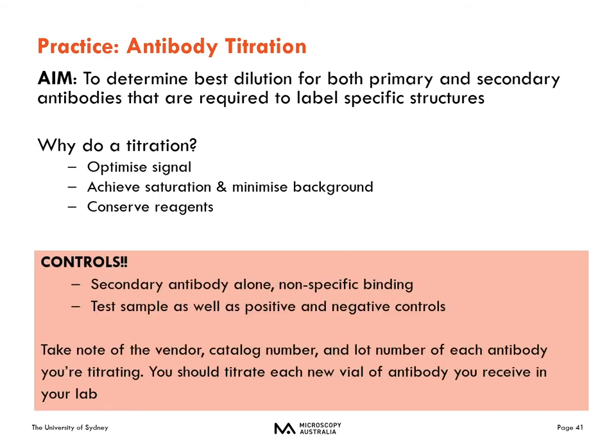Of course, it's very important to have controls. The control we usually set up is the secondary antibody alone for non-specific binding. And we had better also test the sample for negative and positive controls. Please mark down each batch number and catalog number for each antibody you're titrating. As I said before, for some of the polyclonal antibodies, each batch might have a different level of expression. You should titrate each new vial of antibody you receive in your lab.